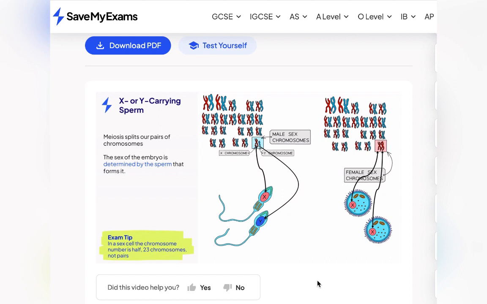Do note that in a sex cell the chromosome number is halved from 46, that's 23 pairs, to 23 individual chromosomes, so that when the sex cells fuse during fertilisation there will be a full set of 46 chromosomes, or 23 chromosome pairs.